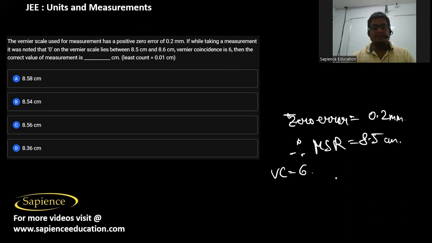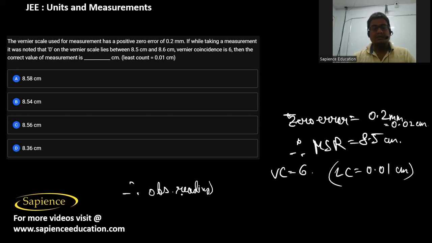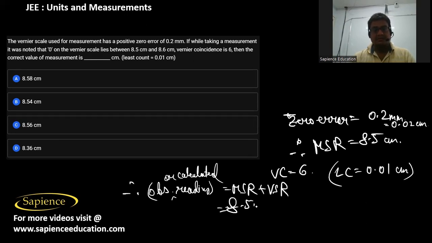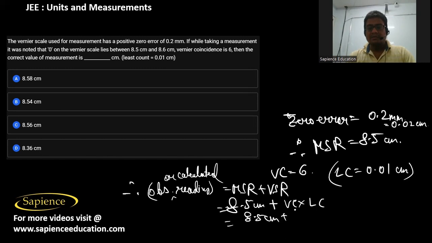Then the correct value of the measurement: the least count is given as 0.01 centimeter. So the zero error, I can say, is 0.02 centimeter. So the observed reading, or the calculated reading, is equal to the main scale reading plus the vernier scale reading. The main scale reading is 8.5 centimeter plus the vernier scale reading, which is equal to the vernier coincidence into the least count. So it will be 8.5 centimeter plus 6 into 0.01 centimeters, which is equal to 8.56 centimeter.